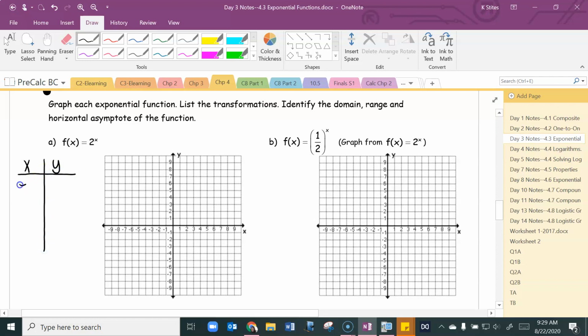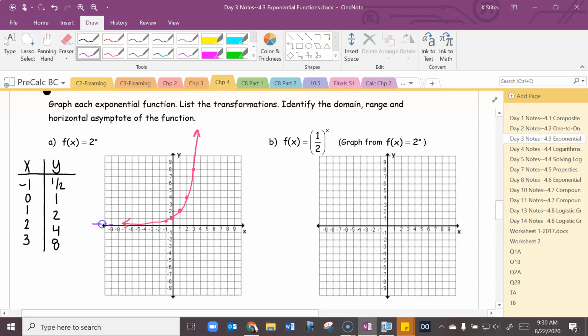And for values, I'm just going to use -1, 0, 1, 2. And if you want to use 3, we can because the base is pretty small. So when we plug in a -1, our y value is just 1/2. Plug in a 0, 1, plug in a 1, 2, so on and so forth. Okay, and you can just go ahead and plot these points for me. And this is what your curve looks like.